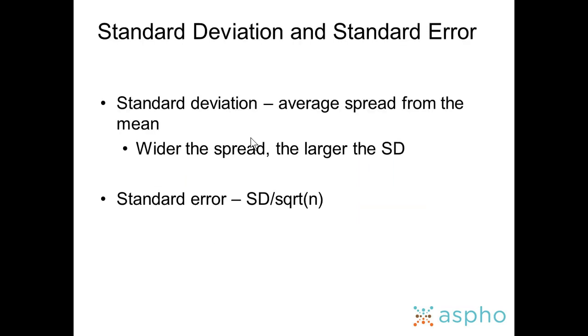We also have to be able to describe some measure of variability. Standard deviation is the average spread from the mean, and the wider your standard deviation, the greater the variability in your data set. A standard error is a special type of standard deviation. It's a standard deviation of population means, and it's standard deviation divided by square root n.